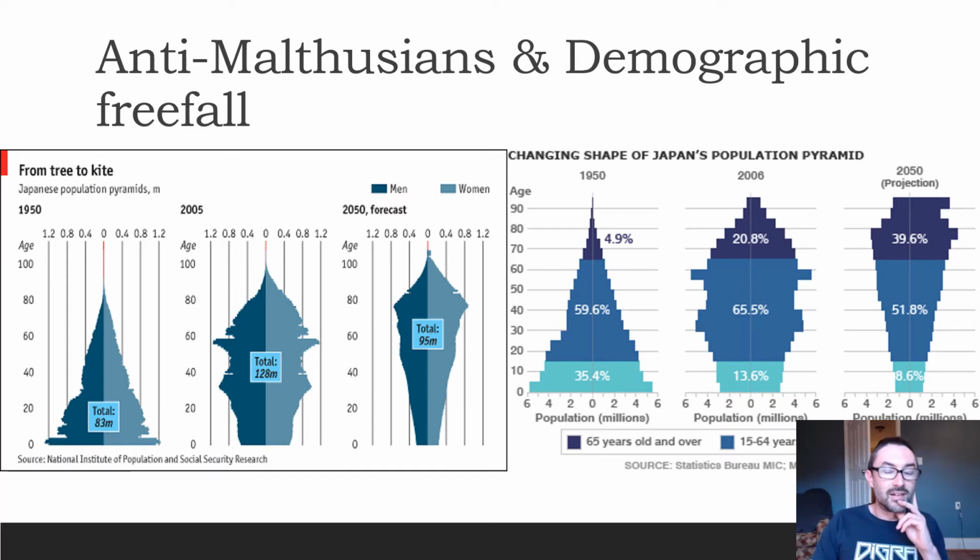So in Japan here, this is like the best global example. You can see in 1950 on the left-hand side that the Japanese population pyramid looked like the name. It looked like a pyramid. It looks like a tree, right? You have very few people who are very old, and an increasing number of people on the younger end of the pyramid.